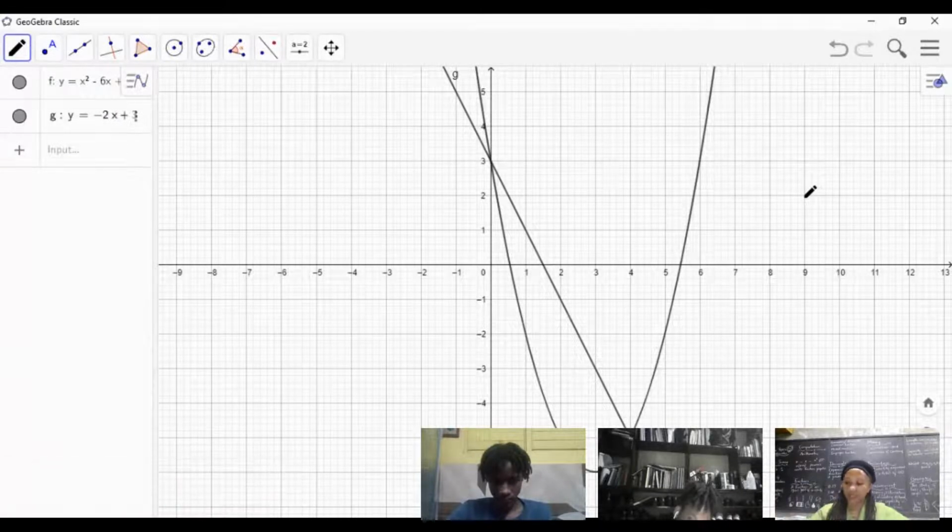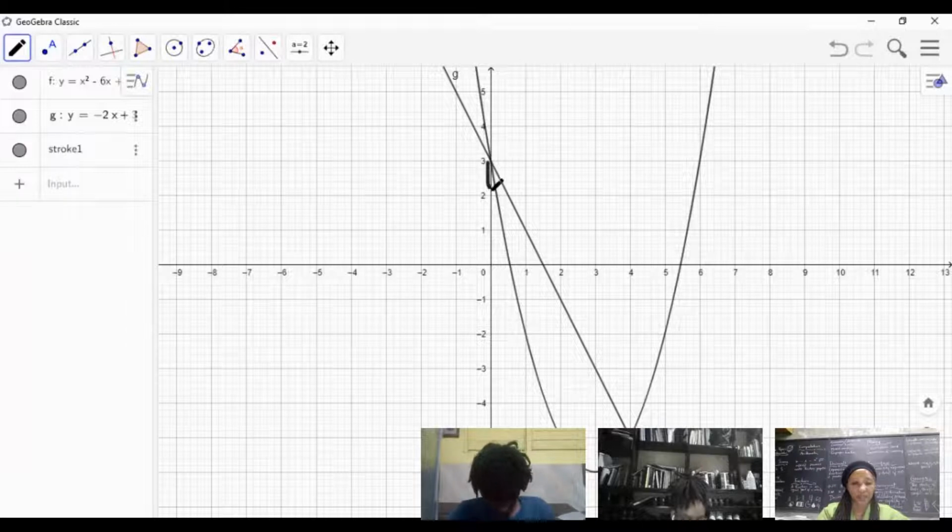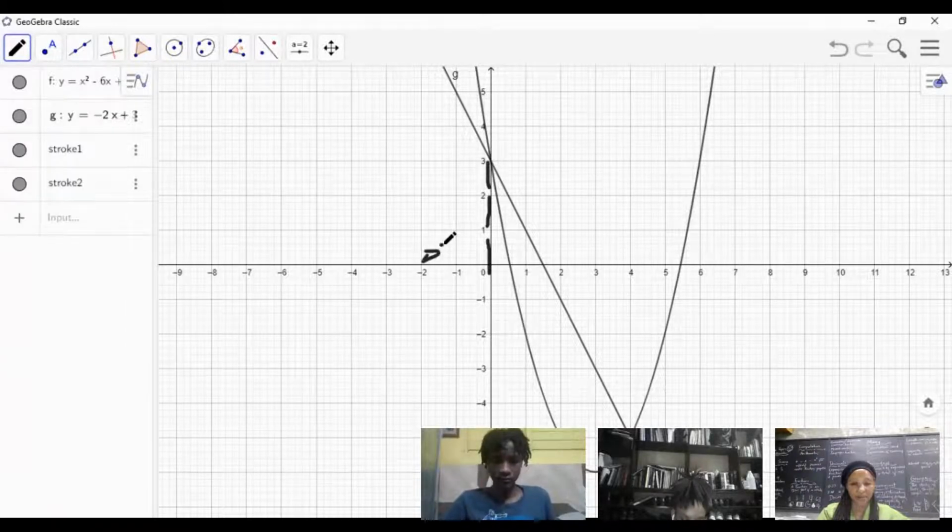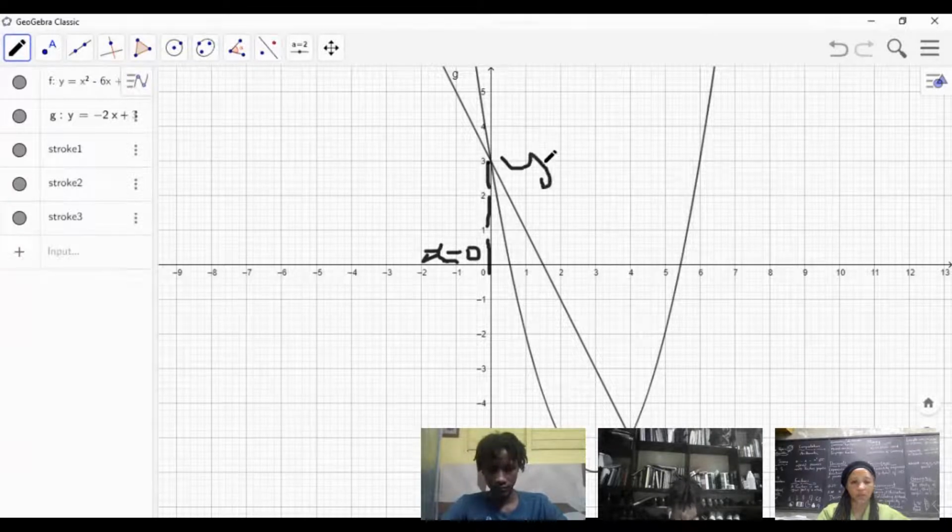Okay, miss. X is 0. Which one of the sets? The first one, miss. This one? Yes, miss. All right, so right at the solution here, x is at the origin, so x is 0 and y is what? Miss, y is 3. So y is equal to 3.